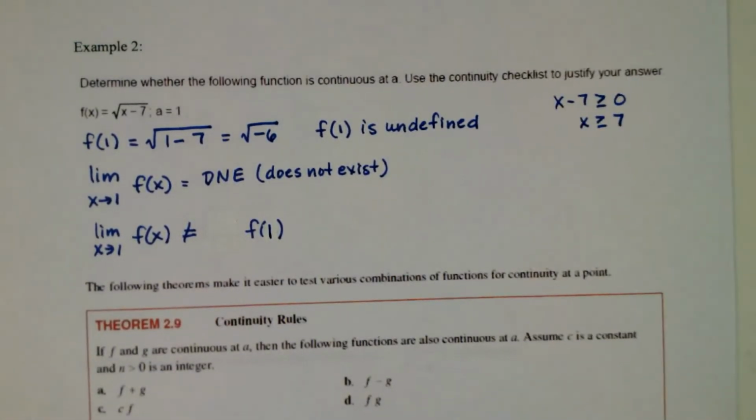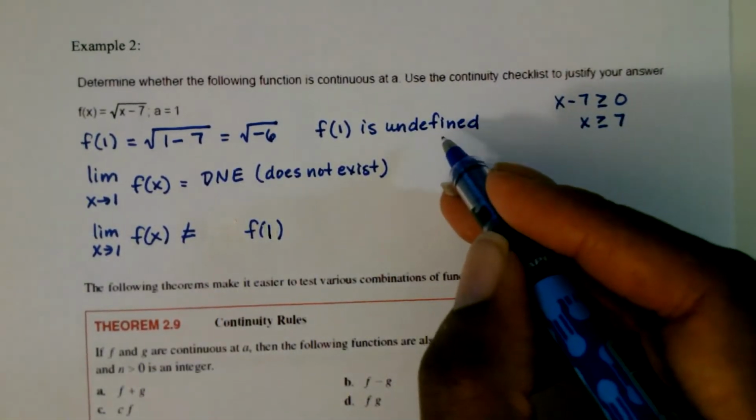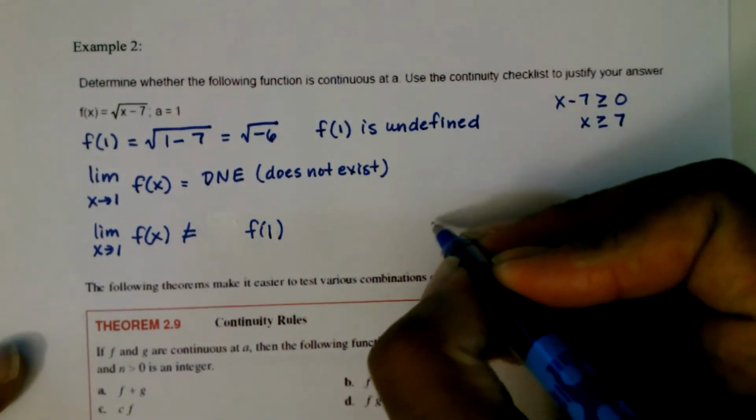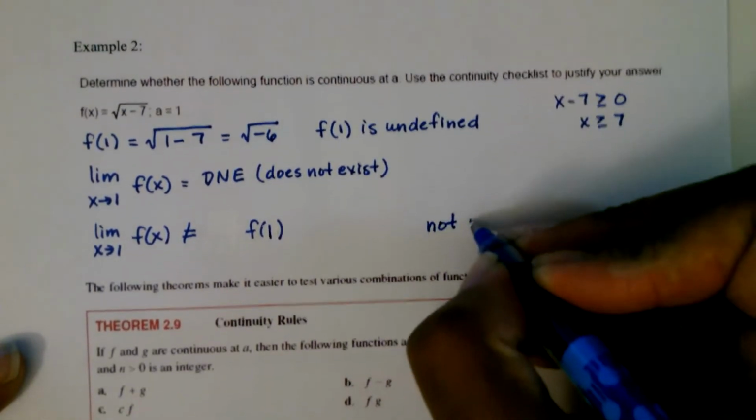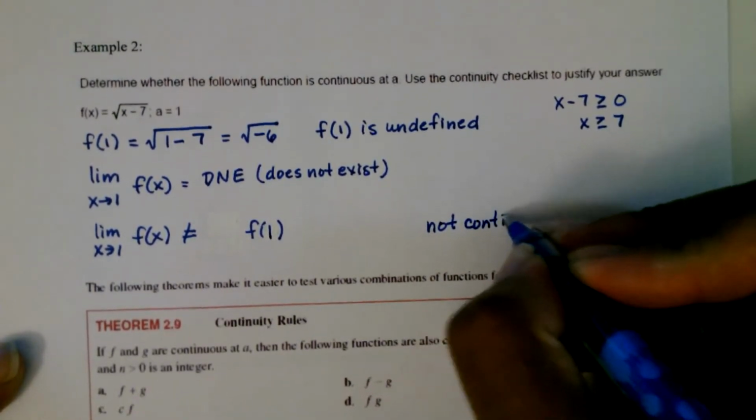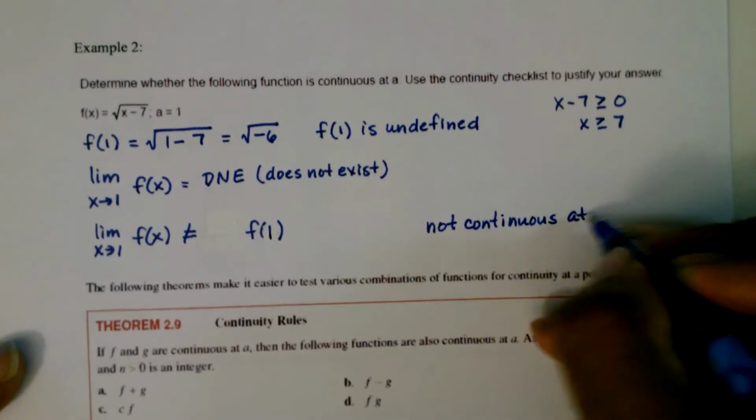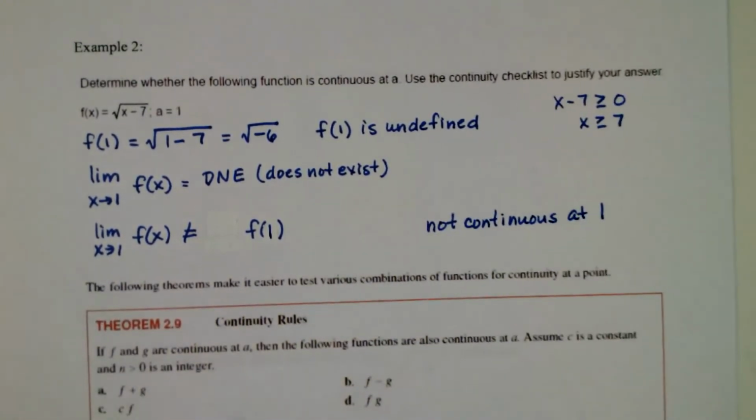And basically, since this was undefined, I could stop right here and just say that this function is not continuous at 1, okay? Because if it violates any one of those 3 rules or 3 requirements, then we can say that it's not continuous. So at 1, this function is not continuous.